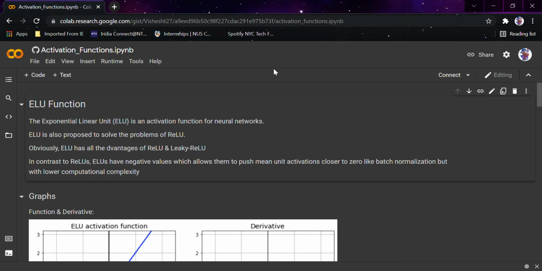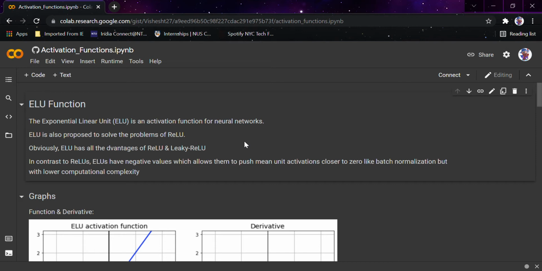So hi guys, in today's video we would be looking at the ELU function. In the previous videos we have looked at functions like sigmoid, tanh, ReLU, leaky ReLU, but today we would be looking at a different function, that is the ELU function. Exponential Linear Unit is its full form, and it is an activation function for neural networks, as you must be knowing. So ELU is proposed to solve the problems of ReLU.